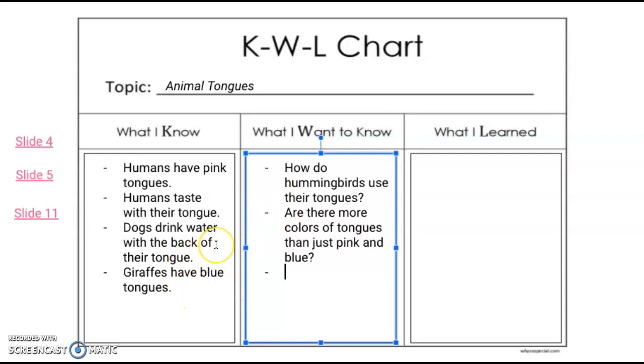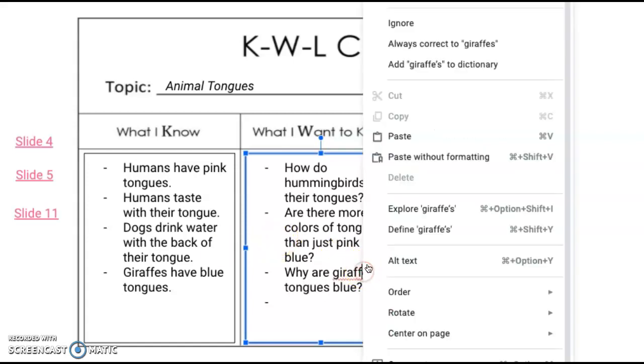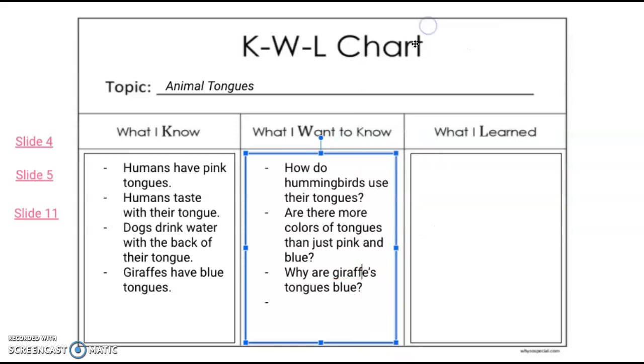And I know that they have blue tongues, but I don't really know why. So I'm curious about that. Why are giraffes' tongues blue? And I'm going to also add in, do all animals taste with their tongues like humans do?